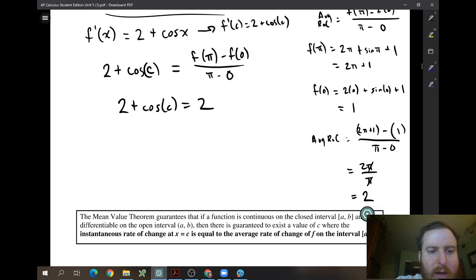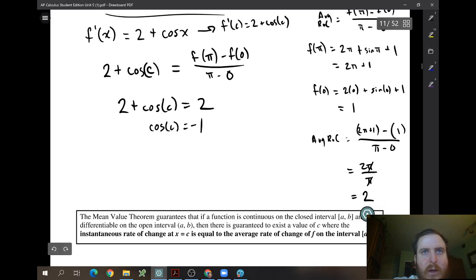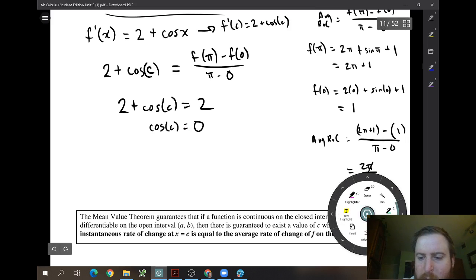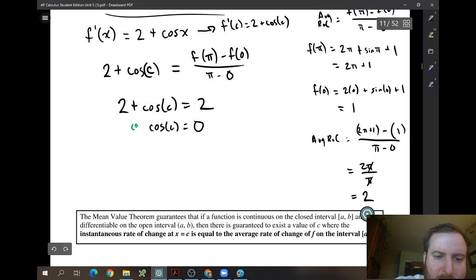So now we subtract 2 from both sides, we get cosine of c equals... 0, I don't know where I got negative 1, right? 2 minus 2 is 0. And so you take the inverse cosine. If you want to show your work, you would be taking the inverse cosine, and your calculators can do that as well. I'll show you guys a little bit later, but that's the math part of it.